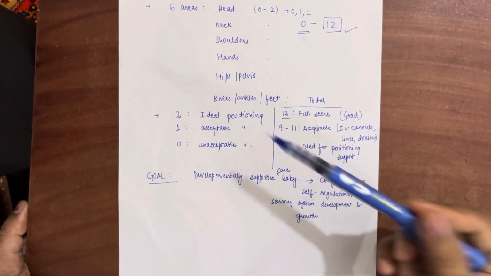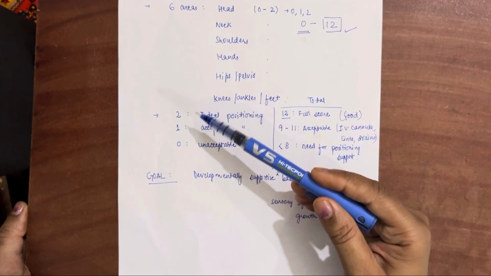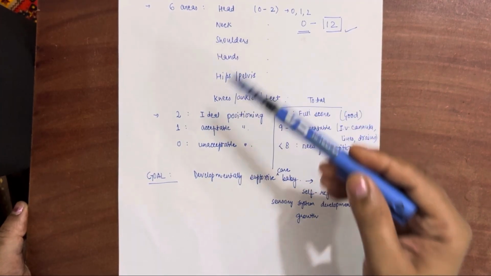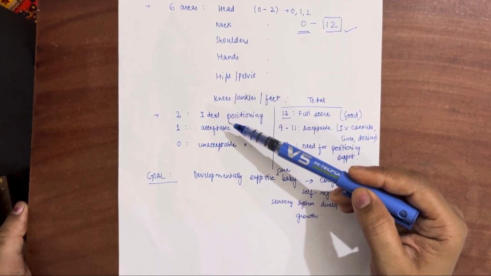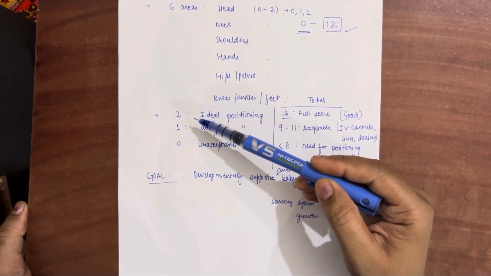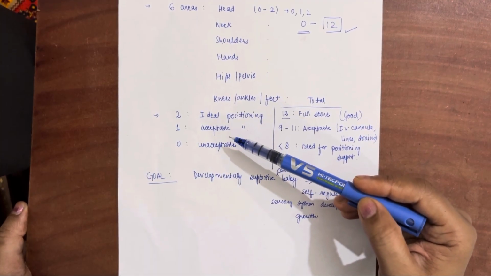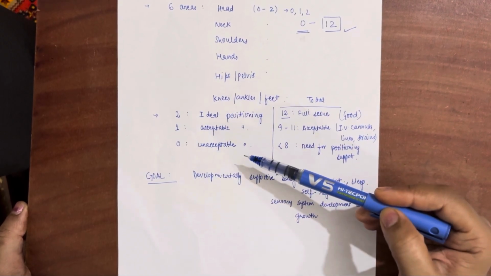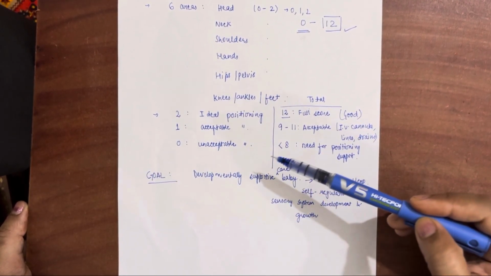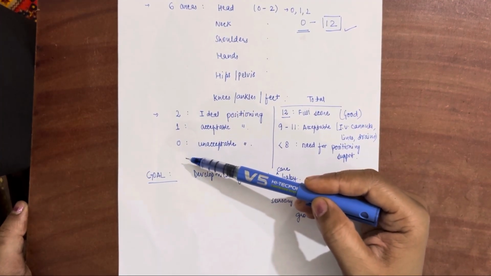Now, when do you have to give 0, when do you have to give 1, and when do you have to give 2? While assessing each area, if you find that the position of the baby is ideal, then you have to give score 2. And if you think that the position is acceptable, neither good nor bad, then you can give 1. And if you think that the position is very bad or unacceptable, then you have to give the score 0.